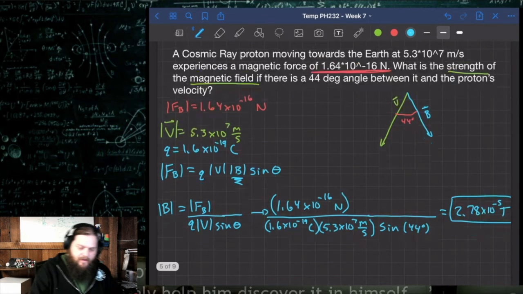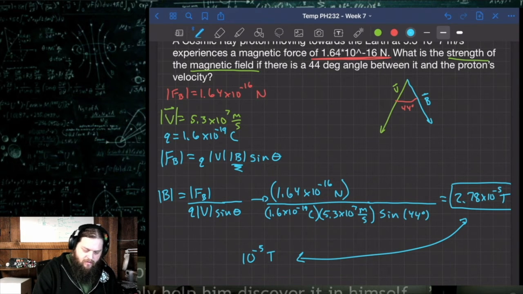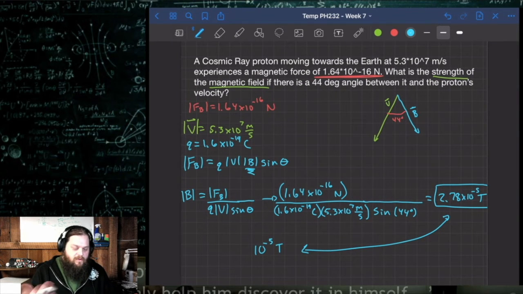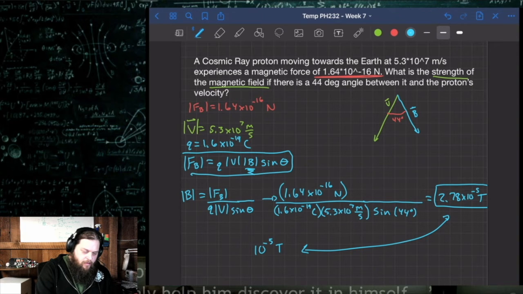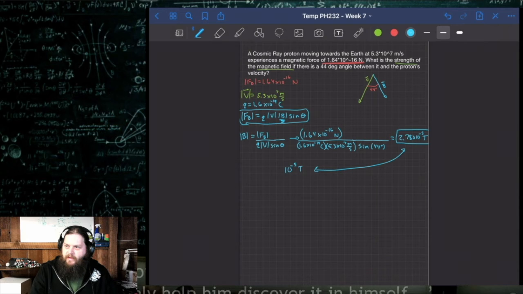And Earth's magnetic field is of the order of 10 to the negative 5 Tesla. So our answer makes sense. That's the idea. So that's how we can use that equation, this guy here, to solve for the magnetic field if we have the force and the angle between the velocity and magnetic field vectors.